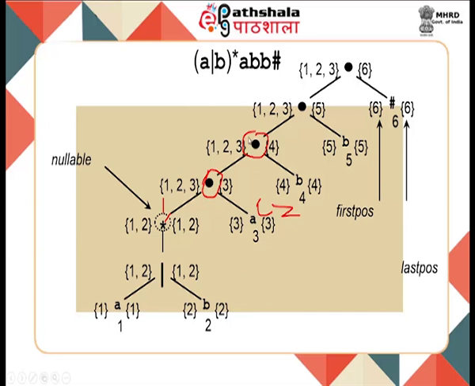So this node's first position will be from this node, this node's last position will be from this node, this node's first position will be from this node and last position will be from this node. Similarly for this node, first position is from its left child, last position is from its right child. That is what it basically says here.